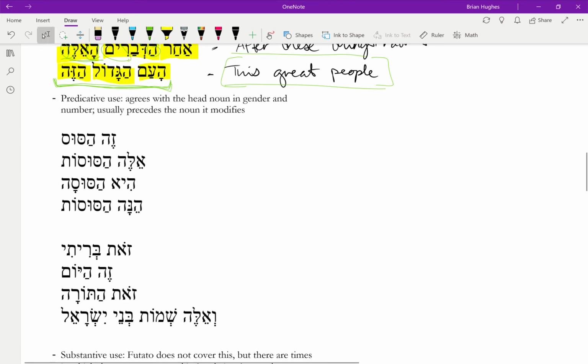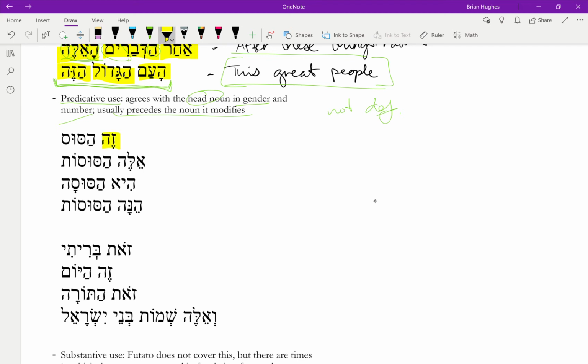Also, like adjectives, they can be used predicatively. That is, to predicate something on this pronoun. So this example, well, we'll just look at these in a moment. But they're going to be like predicative adjectives. They're going to agree with their head noun in gender and number. They will not be definite. So they don't take the definite article, and they usually precede the noun they modify.